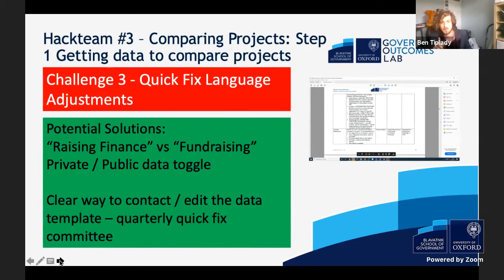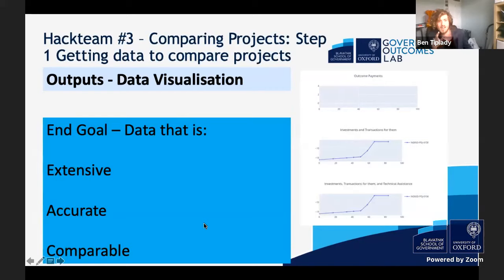Right, next slide, please, because I'm aware that I'm running out of time. So these are some of the data visualizations that we've got at the moment. And as you can see, they haven't all got all the data that we would like, but that's why we wanted to take on this challenge. We wanted to take on the challenge of how we get it as easy as possible to get people's data into the database so that these graphs can look as amazing as possible and they can have the most relevant information. So at the end of it, if we've done our job correctly, we'll have data that's extensive, accurate, and comparable.